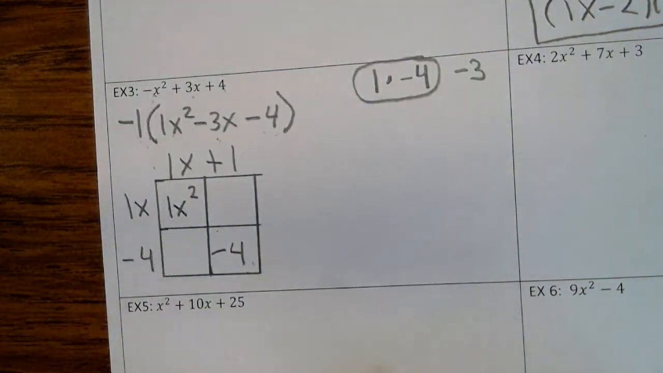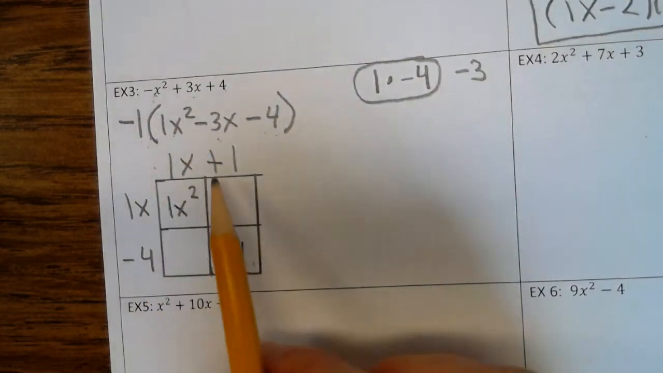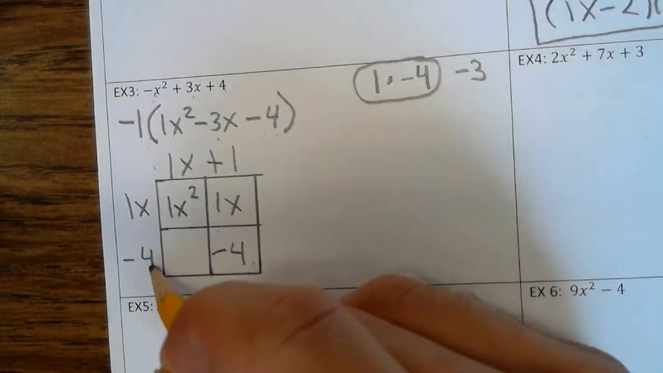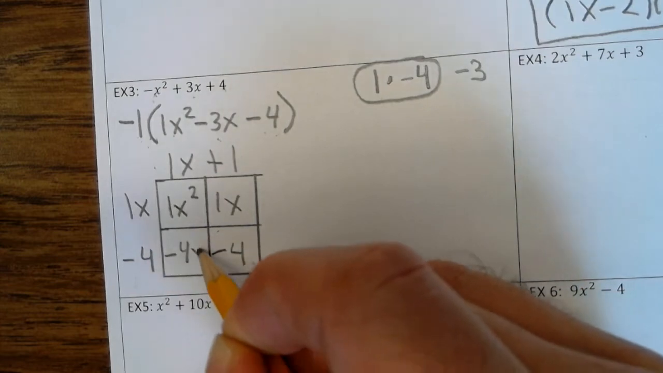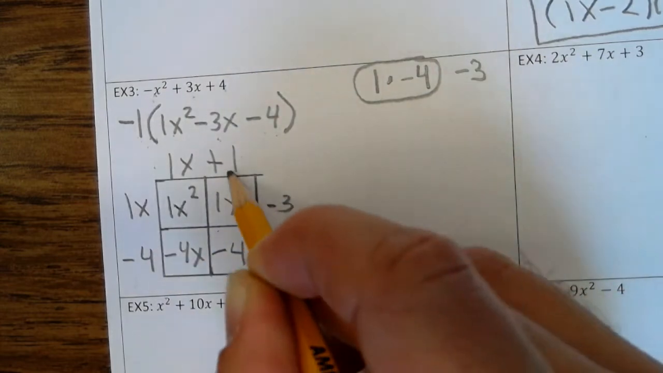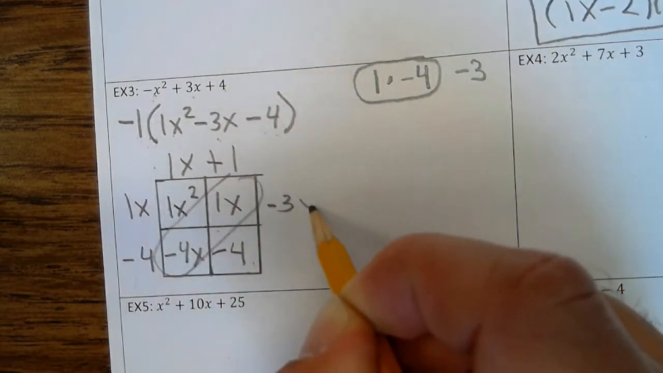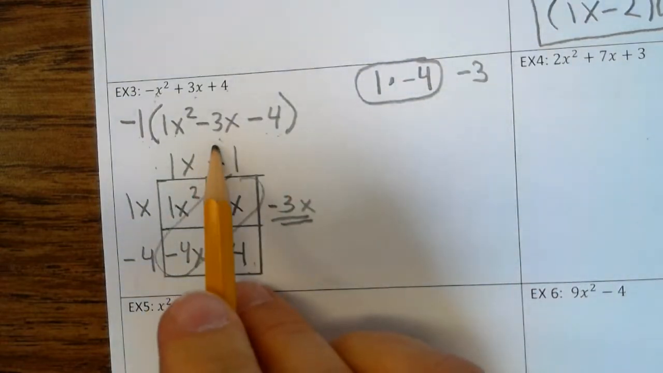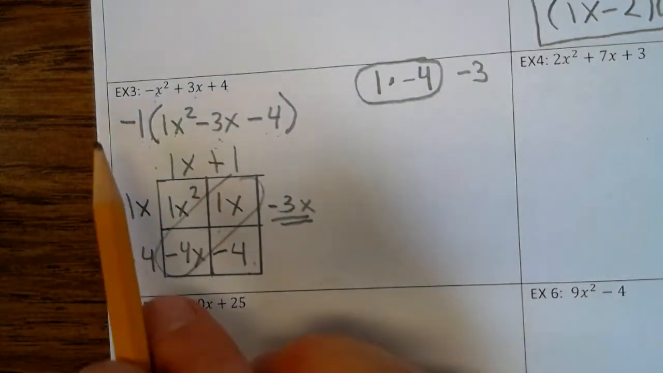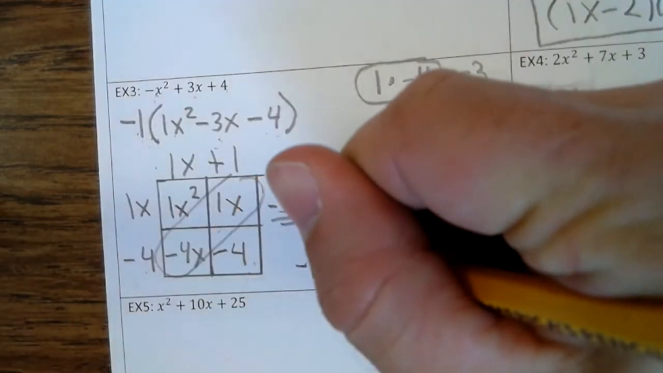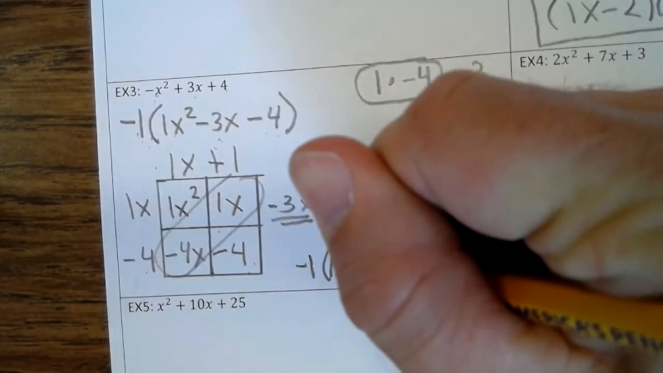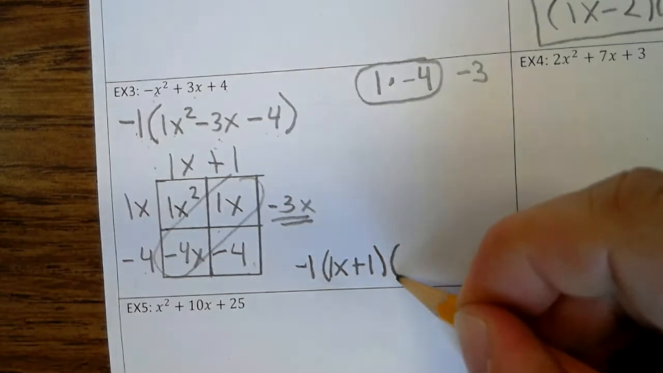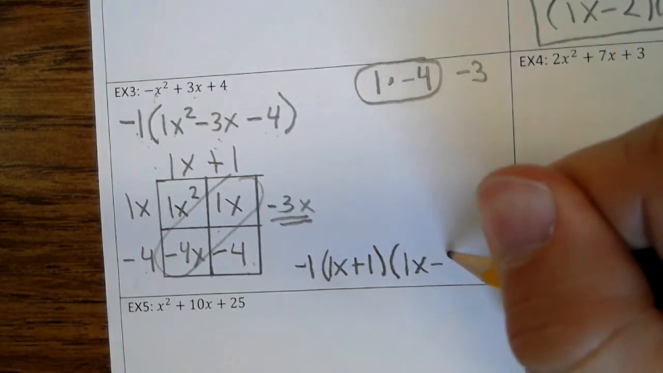And then you're going to multiply to check to make sure you have the middle term correctly. So 1x times 1 is 1x. Negative 4 times 1x is negative 4x. They combine to be negative 3x, which is our middle term. So our factors are here. Don't forget about the negative 1. So negative 1, 1x plus 1 times 1x minus 4.